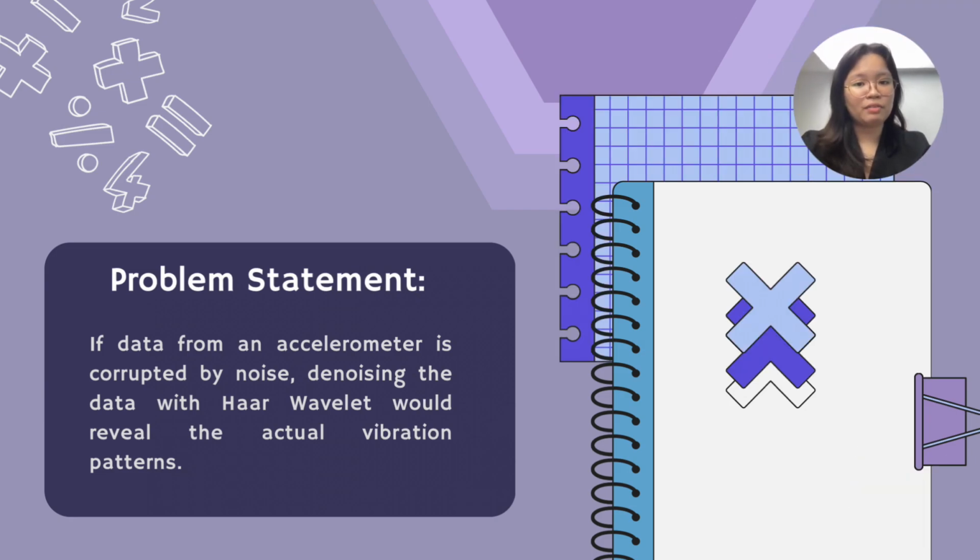Now that we already have an understanding of Haar wavelets, let's apply them to a sample problem. Suppose we have data from an accelerometer that is corrupted by noise. By denoising this data using the Haar wavelet transform, we can reveal the actual vibration patterns. This issue commonly arises in mechanical and structural engineering, where accurate vibration data is crucial for monitoring machinery and infrastructure, as well as in consumer electronics for motion detection.